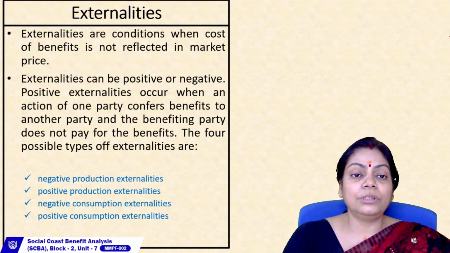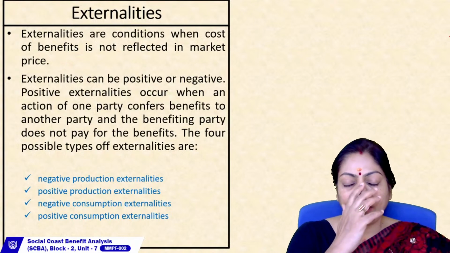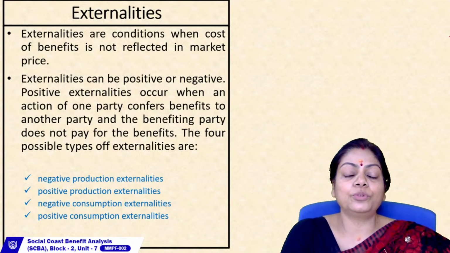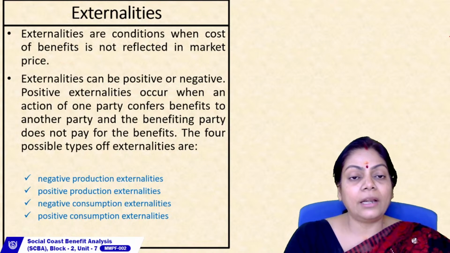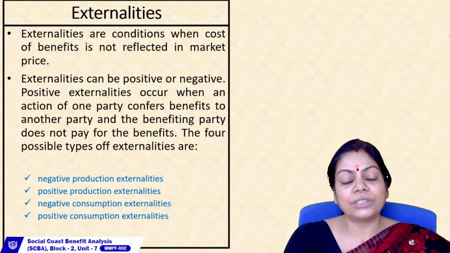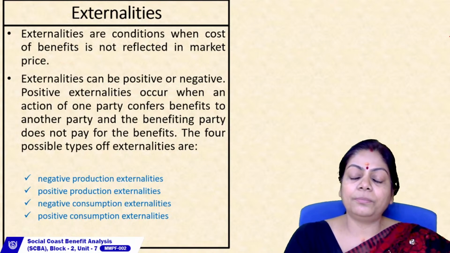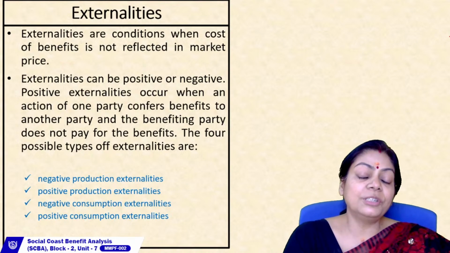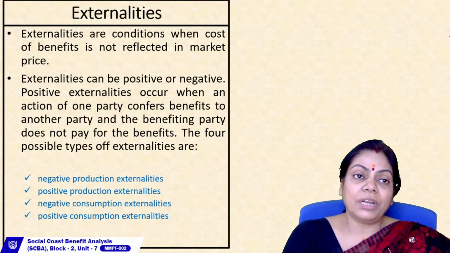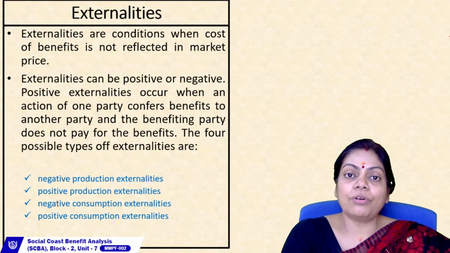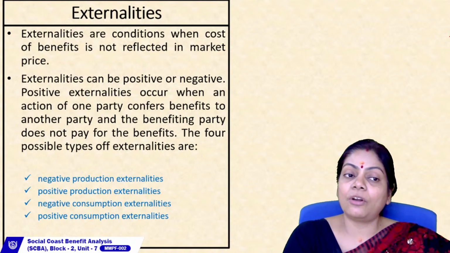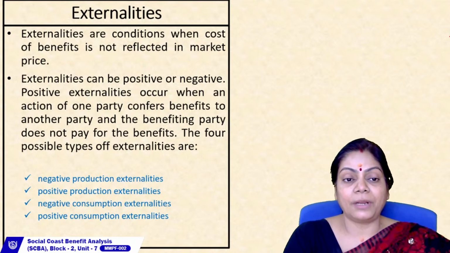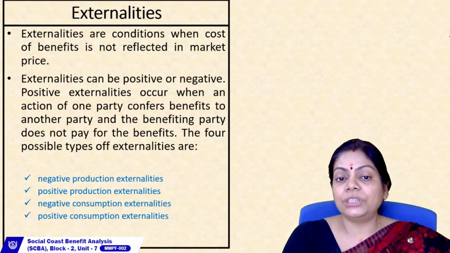Normally, everything is reflected in the market price. What is reflected is the actual cost you have spent, plus the profit, which is the selling price. These are the two things visible in the market price, but whatever is visible may not be the only cost or the only price of that particular item. So externalities are the conditions when this kind of cost and benefit are not visible in the market price. Now, externalities can be positive or negative.